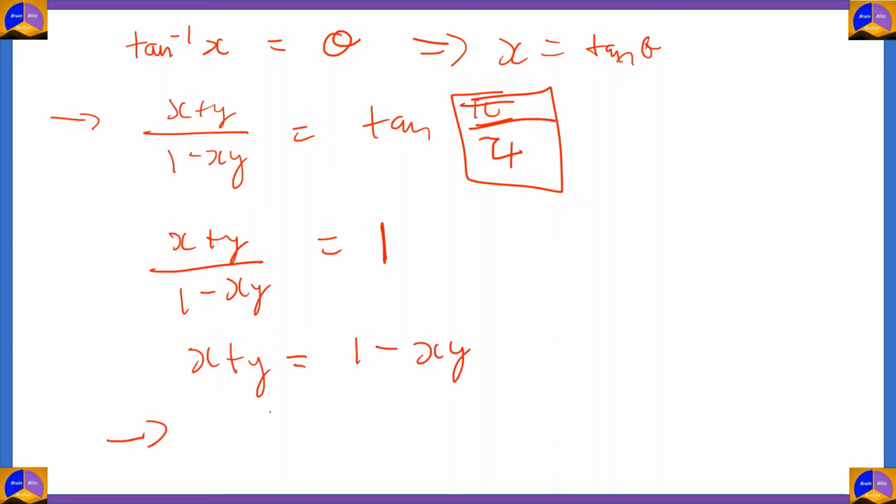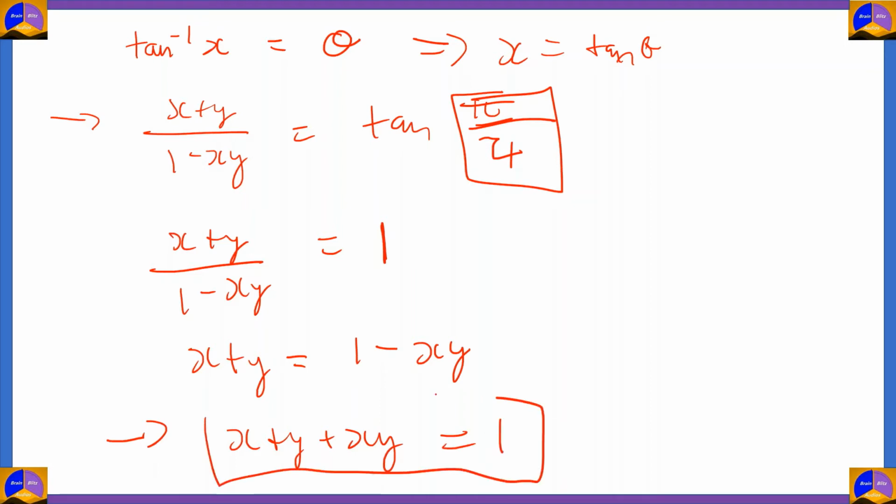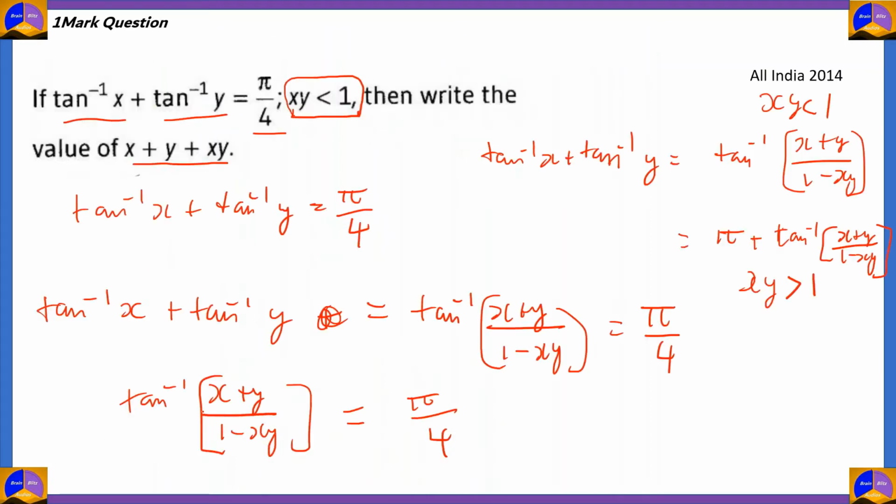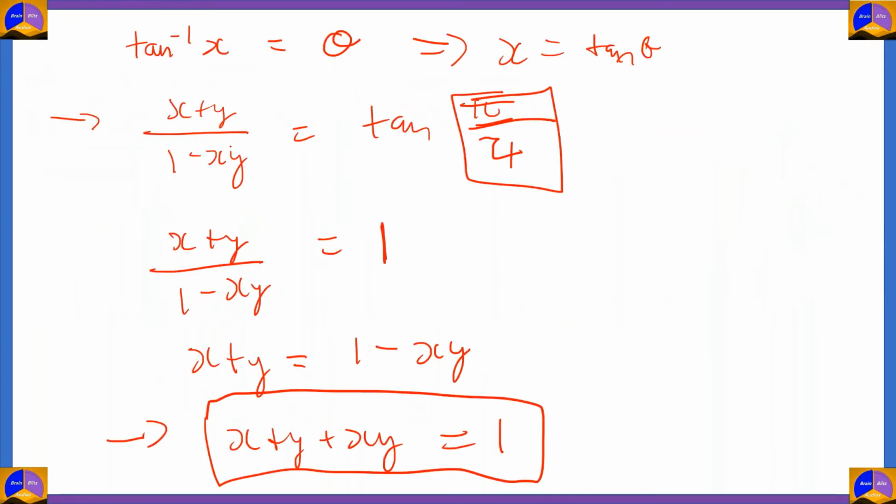From here onwards, it's very easy. Just put xy to the left-hand side, so minus becomes plus. So x plus y plus xy is equal to 1. And that is our final answer. If you look at our question, we are to find the value of x plus y plus xy. And so that is equal to 1. By using the formula, we found the answer pretty easily.